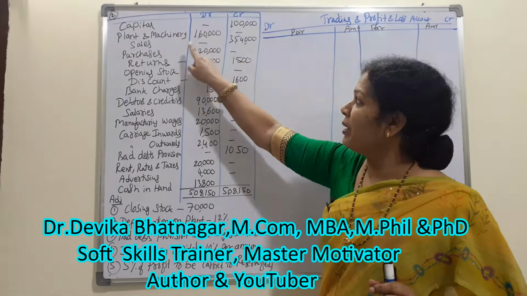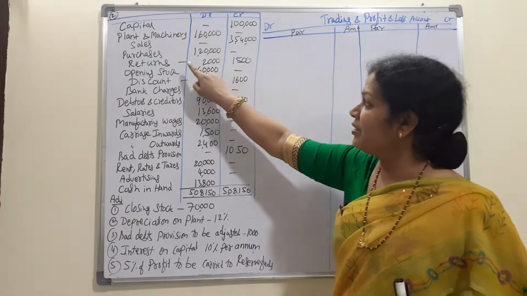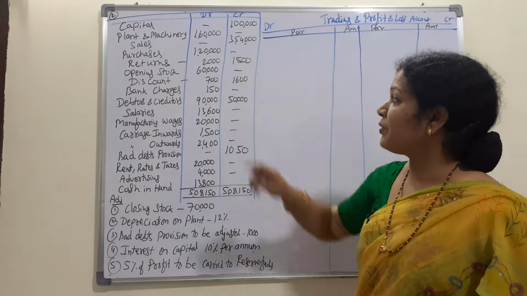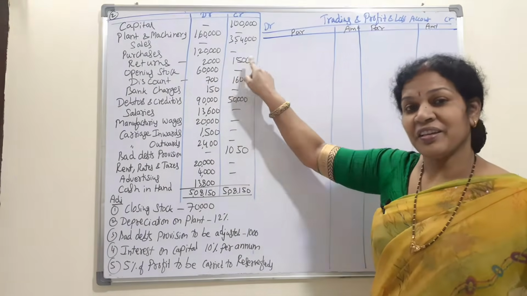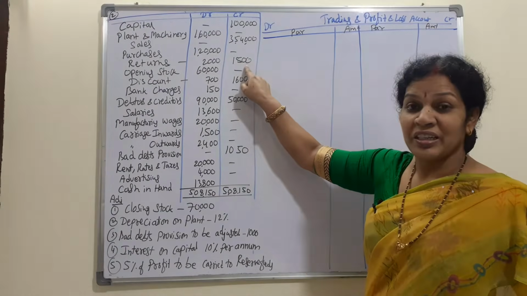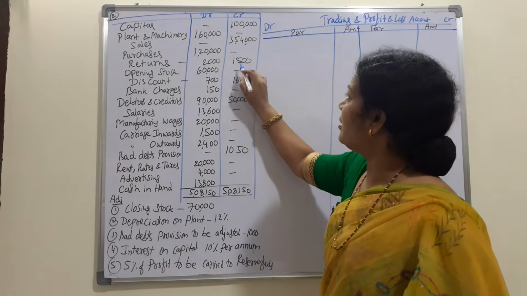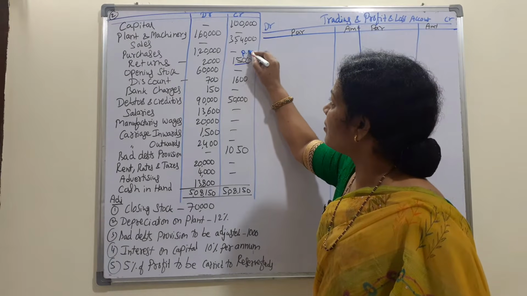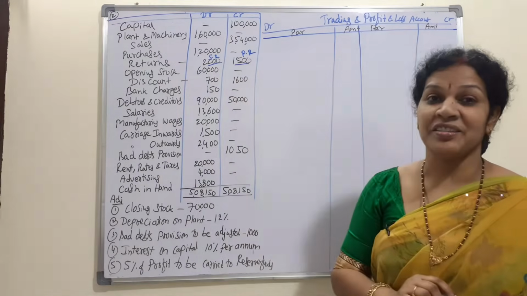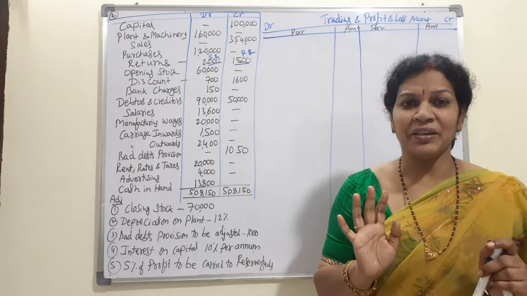Capital, balance sheet liability. Plant and machinery, balance sheet asset. Sales, trading account credit side. Purchases, trading account debit side. Returns, here please be careful: debit side returns are there, credit side returns are there. Purchases are on the debit side, so the credit side returns given are purchase returns. Please make it clear, this is purchase returns and this is sales returns, because sales are credit side, sales returns will be debit side. Simply they have given returns.